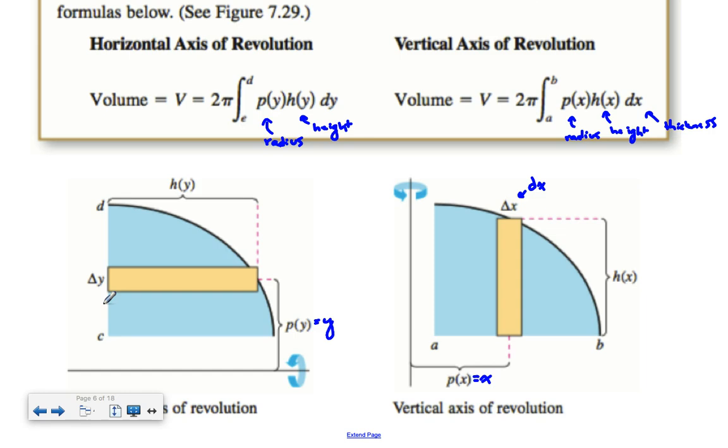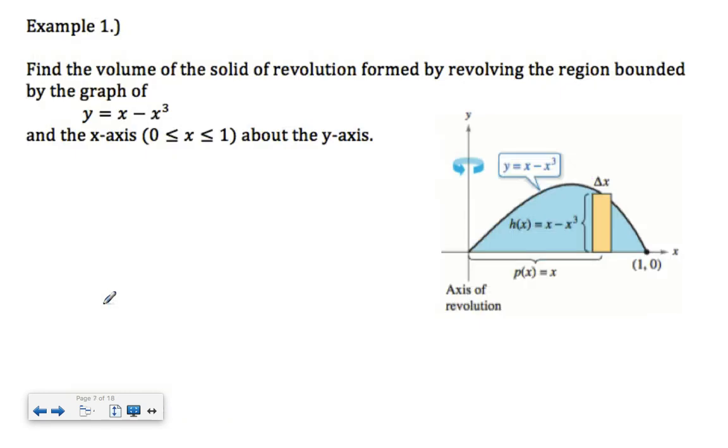Okay, so let's try an example with it. Find the volume of the solid of revolution formed by revolving the region bounded by the graph of y equals x minus x cubed, and the x-axis from 0 less than or equal to x less than or equal to 1, about the y-axis. So what you should see is that the y-axis is my axis of revolution.